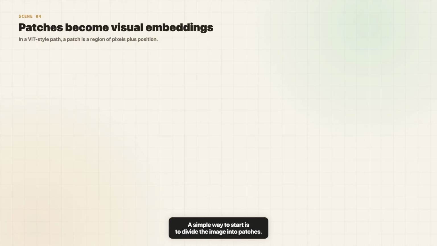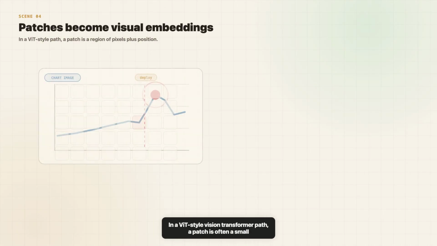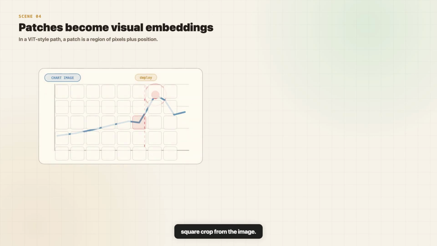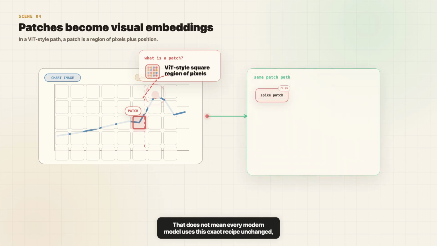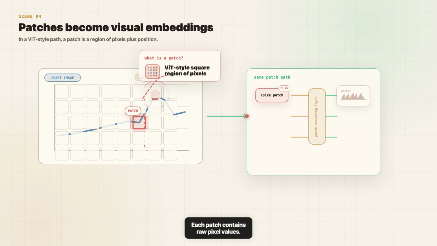A simple way to start is to divide the image into patches. In a ViT-style vision transformer path, a patch is often a small square crop from the image. The ViT paper's key move was to treat an image more like a sequence, split it into fixed-size patches, embed each patch, add position information, and let a transformer process the sequence. That does not mean every modern model uses this exact recipe unchanged, but it gives us the core intuition.